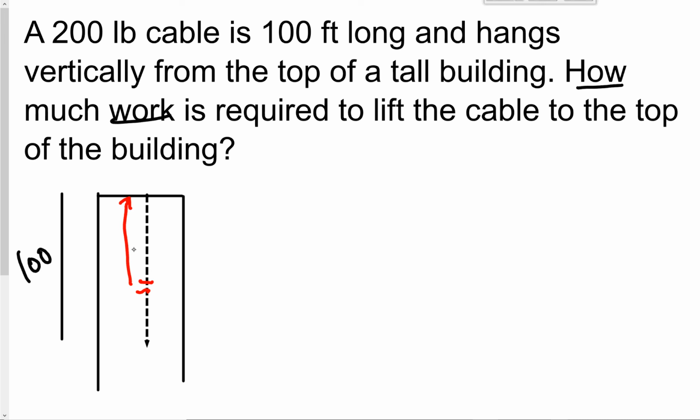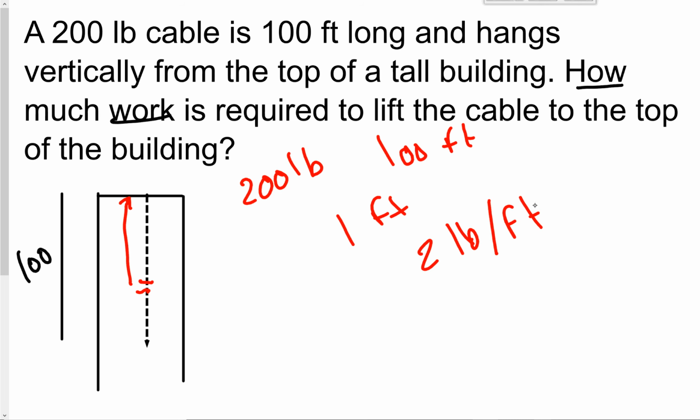And then we can just go ahead and get more and more cross sections, and so that means we're going to take the integral. Okay, so if it's 200 pounds and 100 feet, how much does 1 foot weigh? Well, 1 foot would weigh 2 pounds. So it's 2 pounds per foot. And now that we're in feet and pounds, our answers are going to be in foot-pounds. That's what our work is going to be labeled in, foot-pounds.